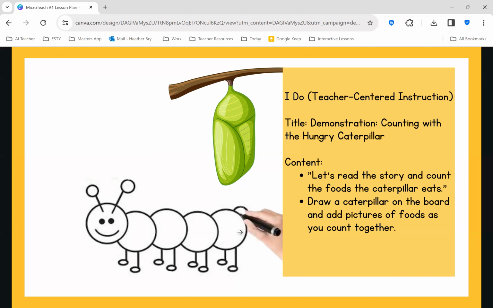Now we move to the I do phase, which is the teacher-centered part, because we will model the task for the students by beginning reading The Very Hungry Caterpillar. Remember, we're reading up to the part where the caterpillar begins eating. We draw a segment of a caterpillar on the board on a large paper, much like you see on your screen. You might want to say, this is our caterpillar. Each segment will show what he eats. Start by placing a picture of maybe one apple on the first segment, the first part of his body. You see the circle right here.